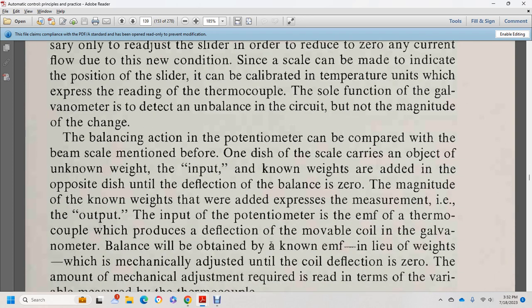The balance of the potentiometer can be compared with the beam of the scale mentioned before. One dish of the scale carries the object of unknown weight, and the deflection of the balance is brought back to zero with the magnitude of known weights that were added.